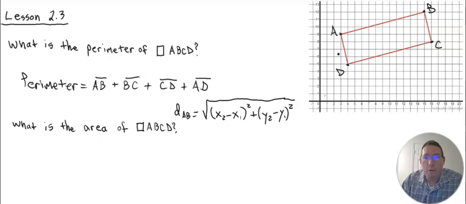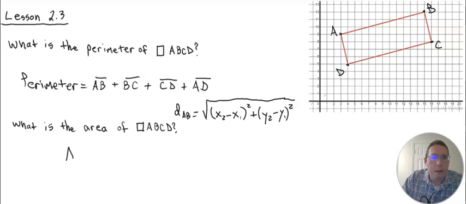So if we use this formula, we'll find the length of this line segment AB. If we do the same thing for BC, and then the same thing for CD, and the same thing for AD, we will have four lengths. And if we just add the four lengths together, that'll give us the perimeter, okay? And so that's what we're going to do here, all right? On the other hand, let's think about the area. That's the other thing we're going to do.